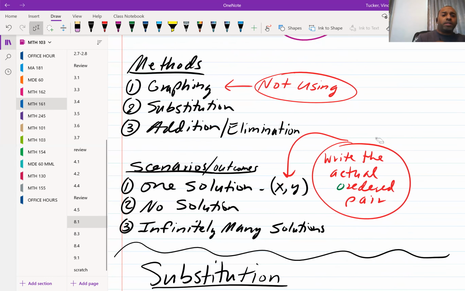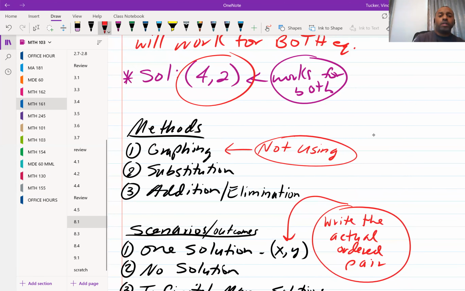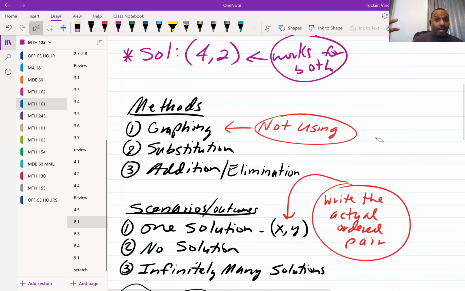Now, in either one of those methods, there will always be three possible scenarios. The first scenario is you solve it and you get one solution, and it's that ordered pair. So don't write "one solution," write the actual ordered pair, just like before. Our solution was (4, 2). I'm just trying to prevent any misconceptions that may happen in the future. So you write down the actual solution.